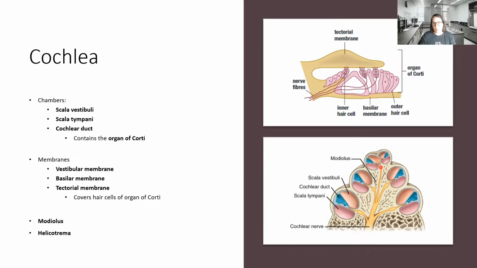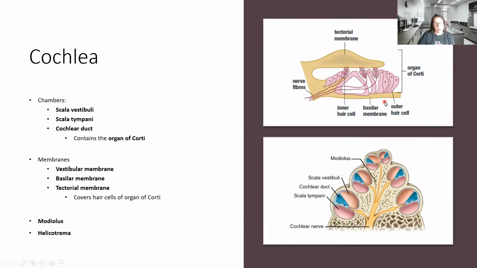It is made of a spiral that has 3 separate chambers in it. And when we cut down the middle of the cochlea, this is what we see. We have a top chamber filled with fluid called the scala vestibuli, a bottom chamber, also fluid filled, called the scala tympani, and then in the middle, we have our cochlear duct.